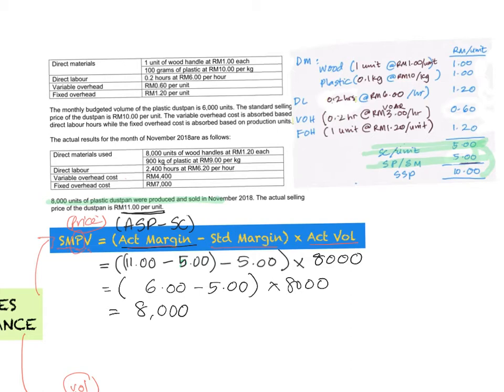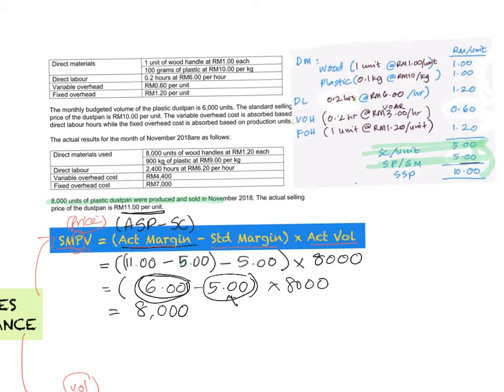Okay, so let's compare. Our actual margin is 6 ringgit. Our standard margin is 5 ringgit. So normally in the market, your competitors will get a 5 ringgit margin. But on the other hand, you could make a 6 ringgit margin. So of course, that is something better, right? That is better for you.